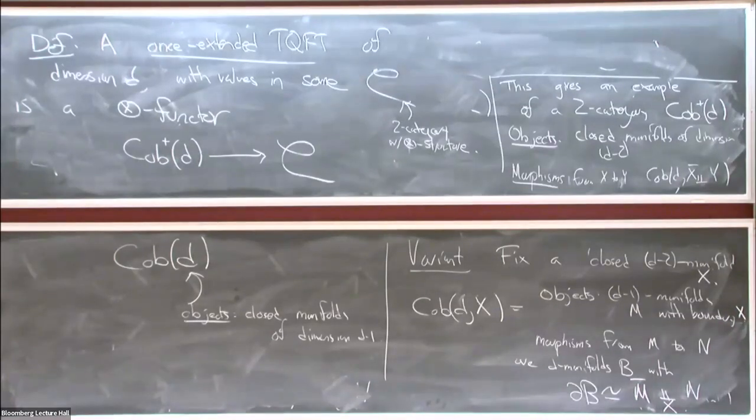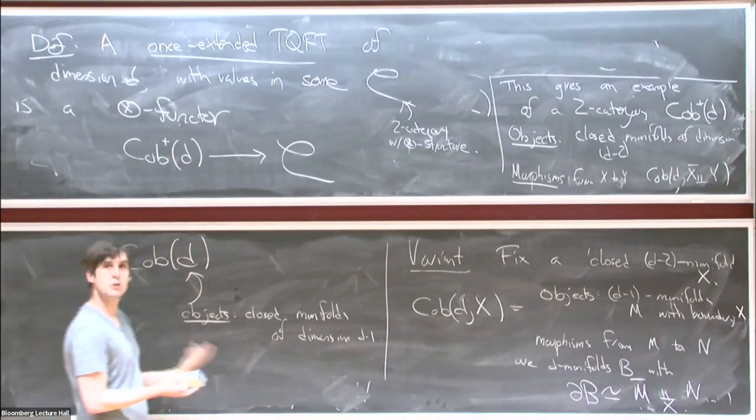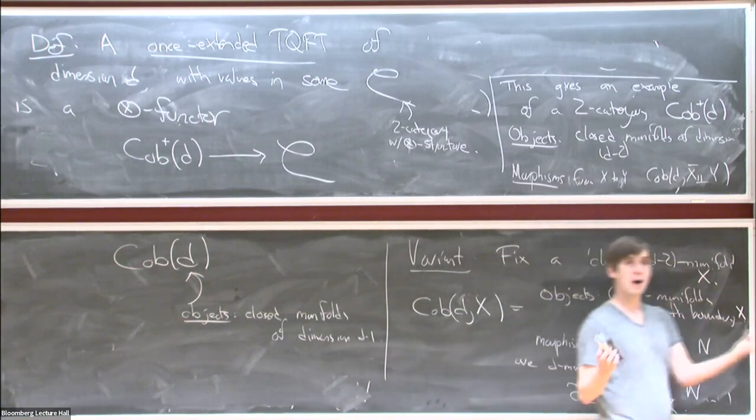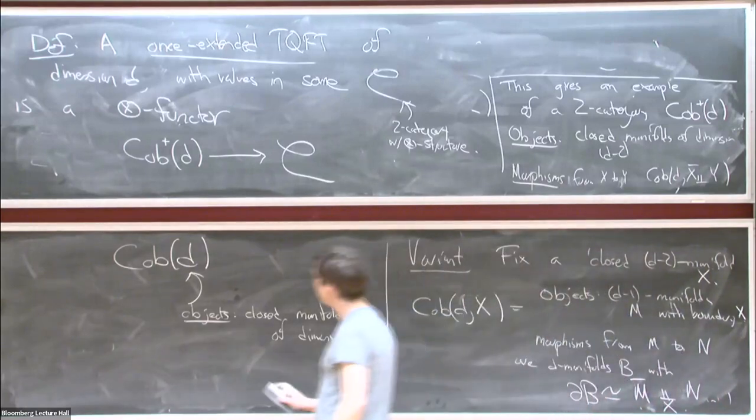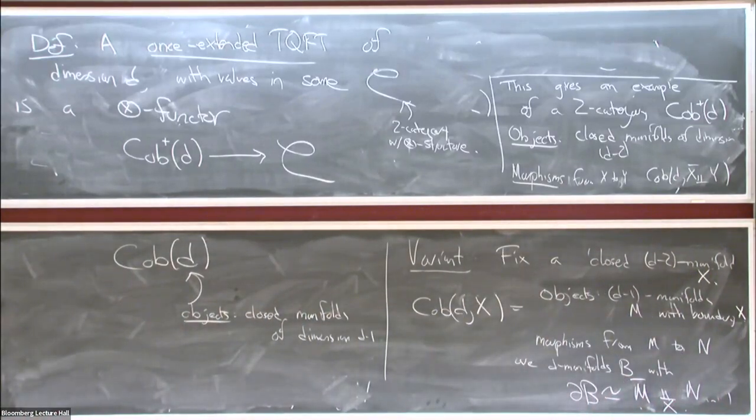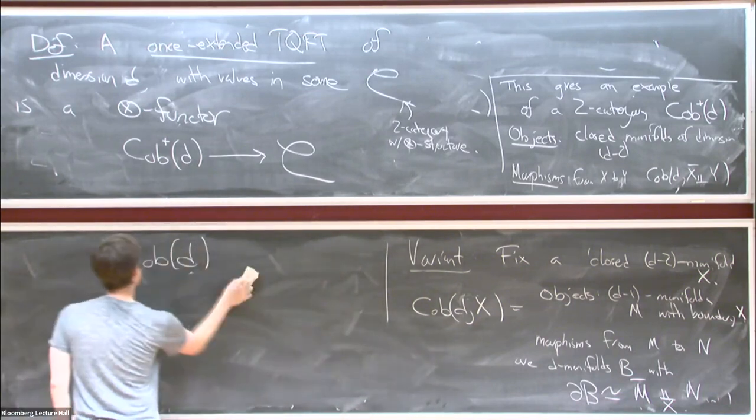Extending to Cob plus D looks a little bit like you're introducing what physicists would call open strings, right? The objects are points and intervals, those are the open strings, and then the morphisms are bordisms with rolled sheets. One of the big motivations for Mike Hopkins and me when we started thinking about this was reading this paper of Kevin Costello about classifying these open closed theories in dimension two. So this is the notion of once extended theory.